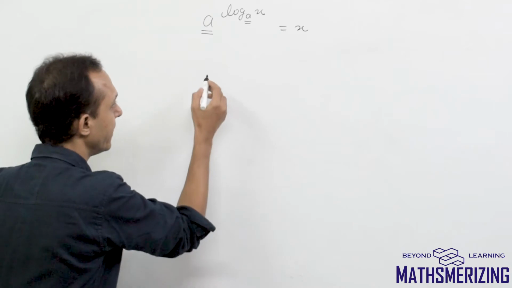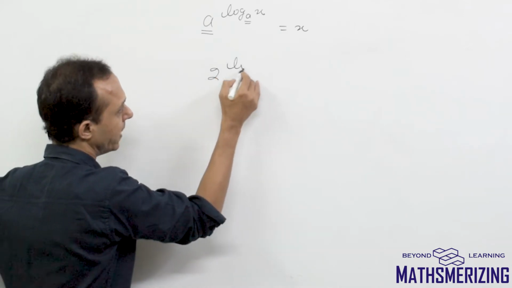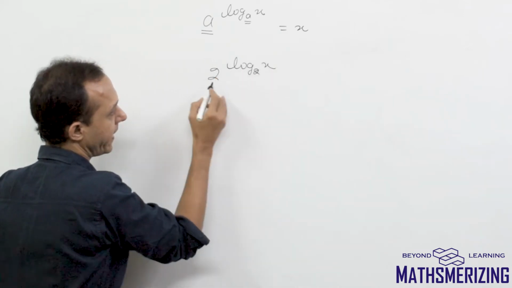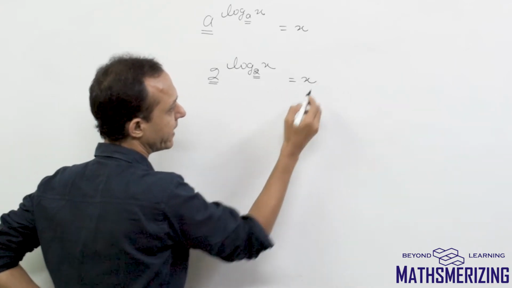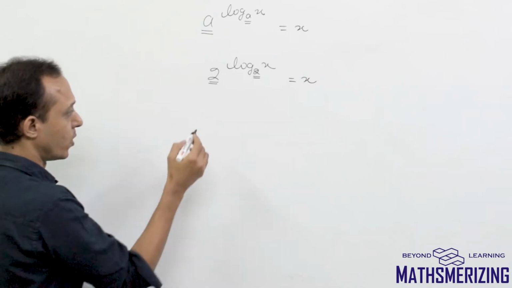So say, for example, if I have 2 to the power log x base 2, so I have this number 2 and I have this base 2, so I'll simply write it as x. Now what if I have this?